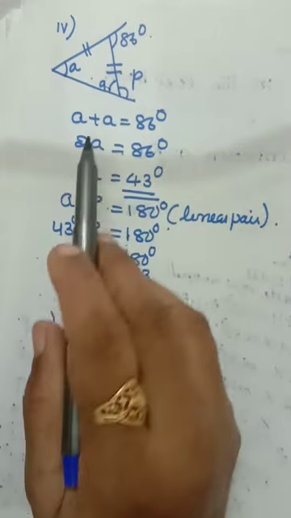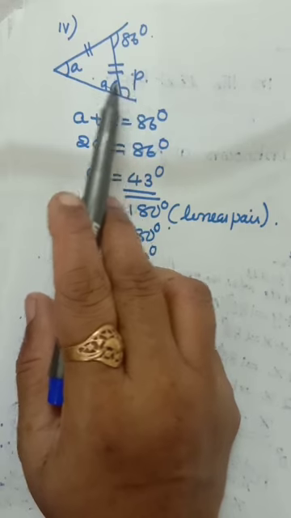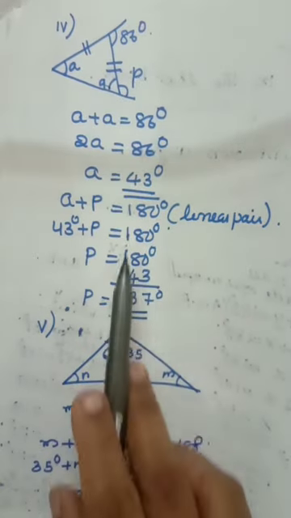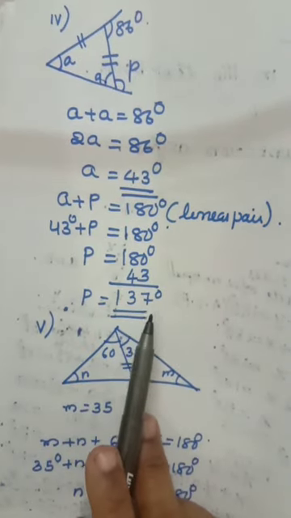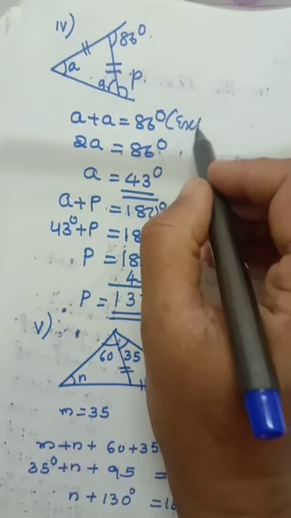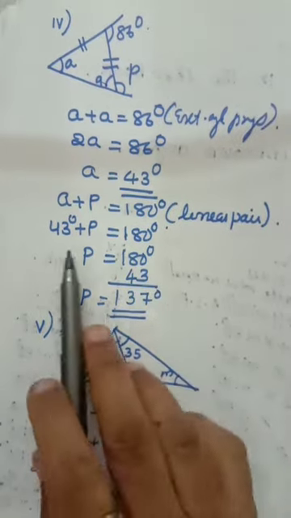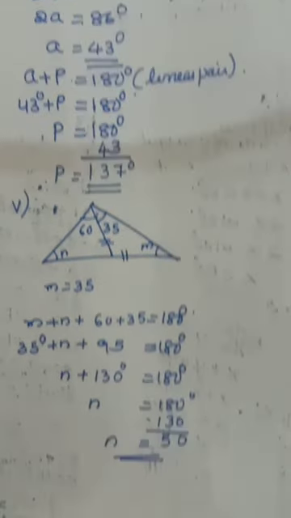Am I right? So angle A equal to 43, then B equal to 180 minus 43, you will get 137 degree. Okay children, here you have to write exterior angle property compulsory. Next, fifth sum.